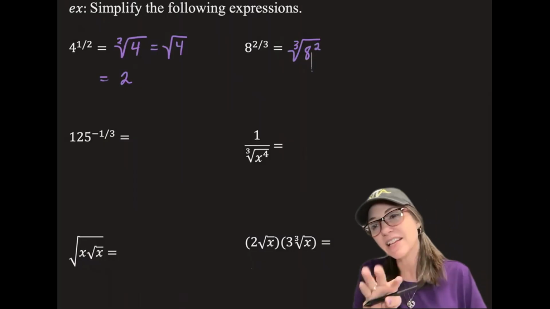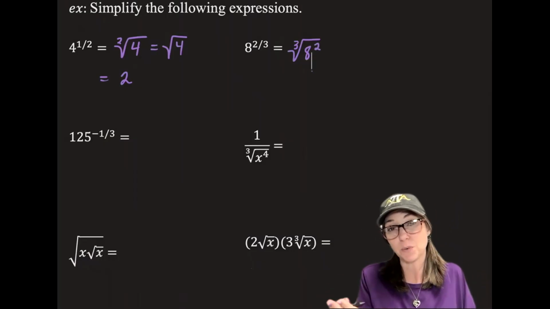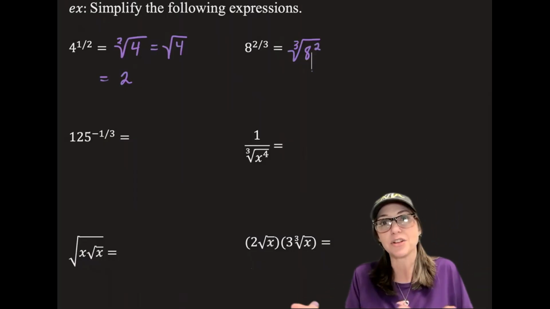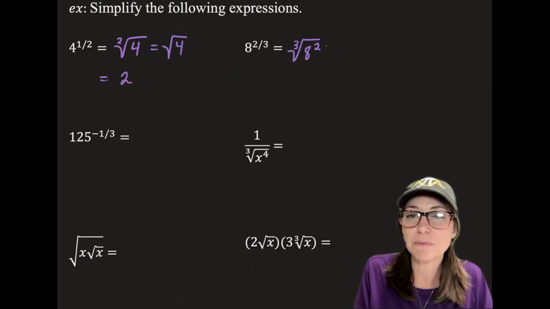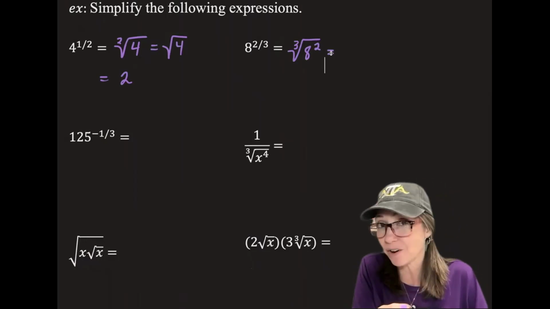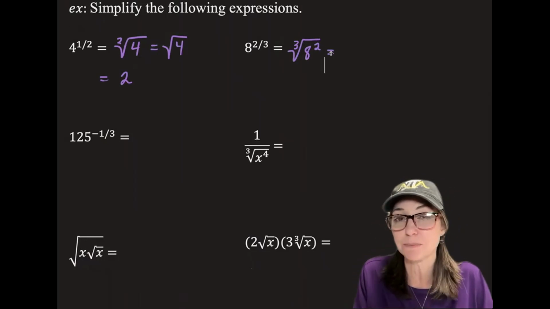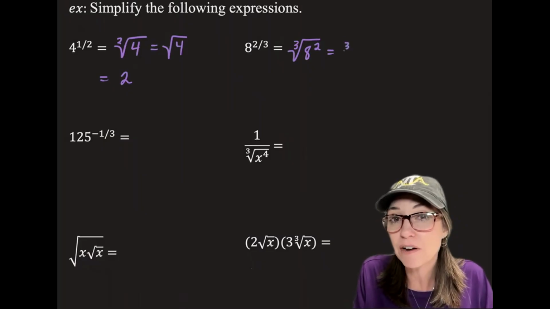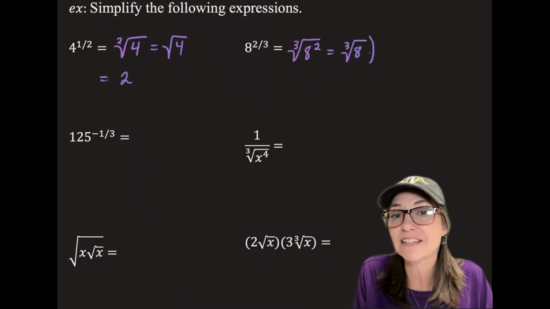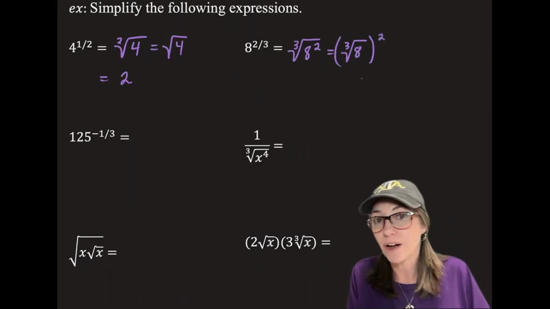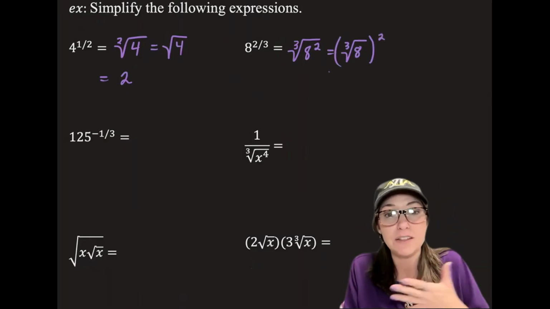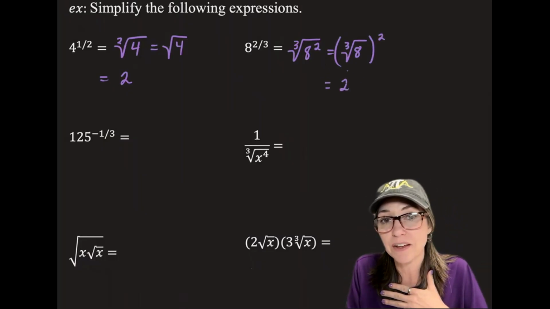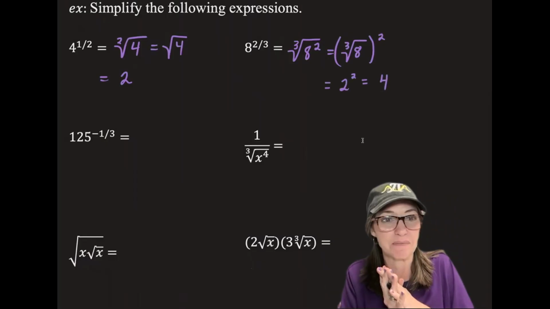Now, these numbers are small enough, you can probably do 8 squared and say, hey, that's 64, and then figure out the cube root of 64. But if those numbers were bigger, that might be a hard way to do this problem. So what we're going to do instead is pull the 2 out. And we're going to first find the cubed root of 8 and then square that. The reason why is because we can find the cubed root of 8, right? The cubed root of 8 is just 2. And then 2 squared is 4.